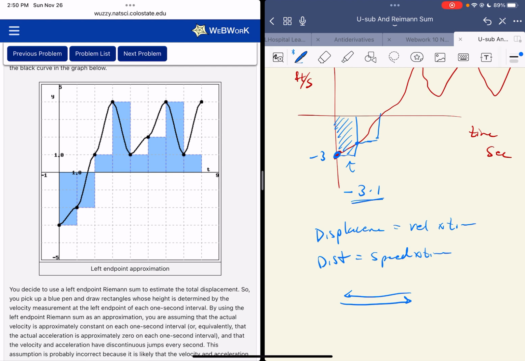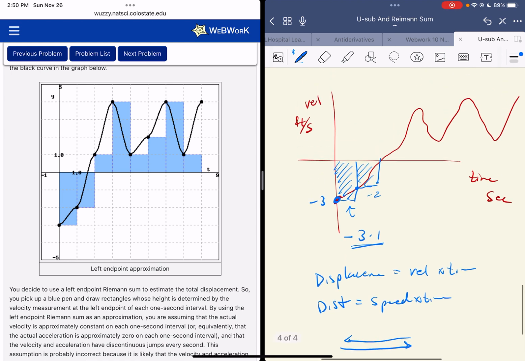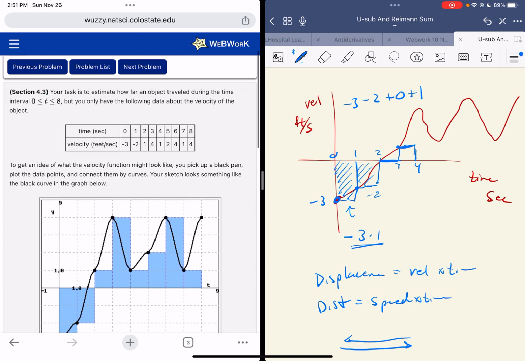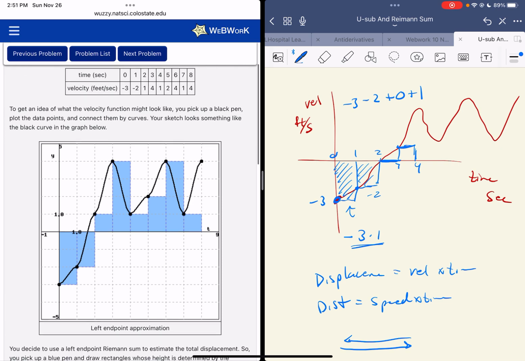So this is like saying we traveled 3 units to the left. And then in the next area, we approximately traveled 2 more units to the left. And then the next one, we're going to pretend we didn't travel at all. And then the next one, we're going to pretend we traveled 1 unit to the right. So now we've got 3 to the left, 2 to the left, plus nothing, plus 1 to the right. And where are we at now? This is 0, 1, 2, 3, 4. That's in the first 4 seconds. It looks like it wants the first 8 seconds. So you're just going to go ahead and add up all these blue areas.